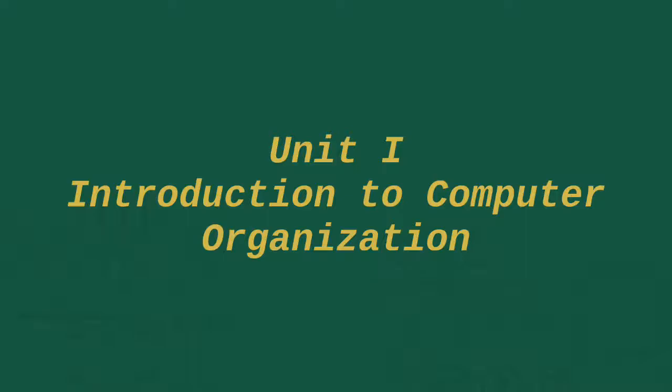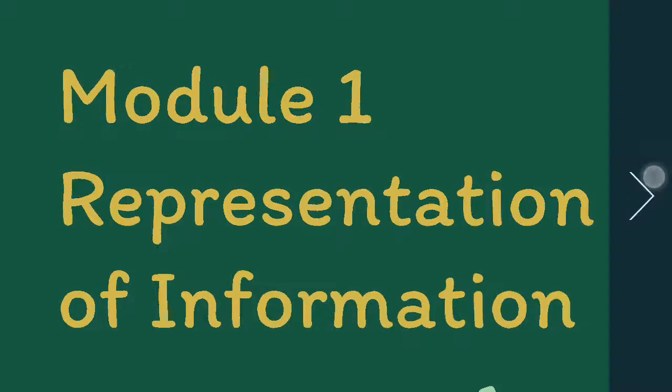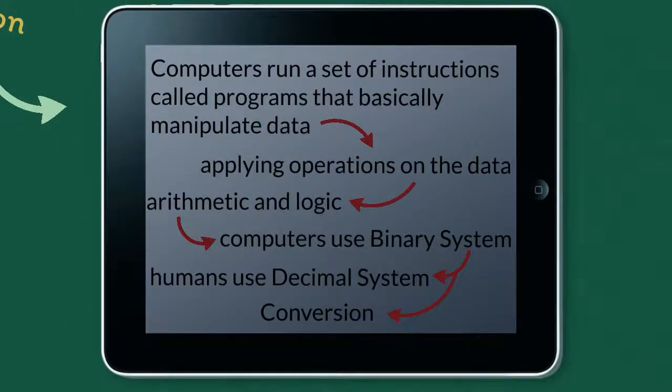Unit 1 is Introduction to Computer Organization. Its Module 1 is Representation of Information, and computers run a set of instructions called programs that basically manipulate data. Manipulating data means applying operations on the data, and the most common are arithmetic and logic, which is different from what we use. Binary systems are what computers use to represent data, while humans use the decimal system. And so conversion from one base system to another is needed to instruct what operations are needed.